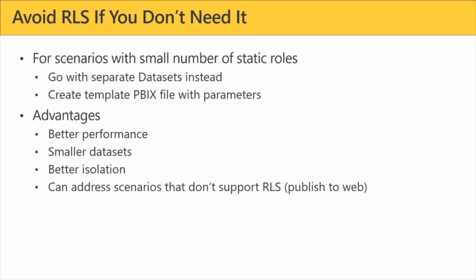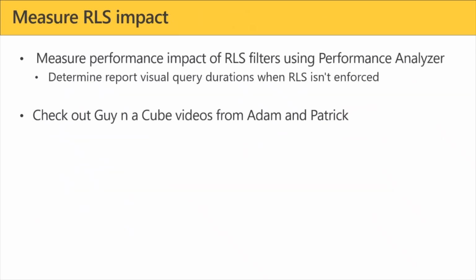There are other reasons. If RLS is optional, you'll get better performance without it. You might have smaller data sets. If you had 10 departments and you have one big data set, versus one data set per department, it's going to be a lot smaller. So smaller data sets, better isolation. Also, there are certain scenarios like publish to web where RLS isn't supported. So having some design where you have separate data sets would be advisable there.